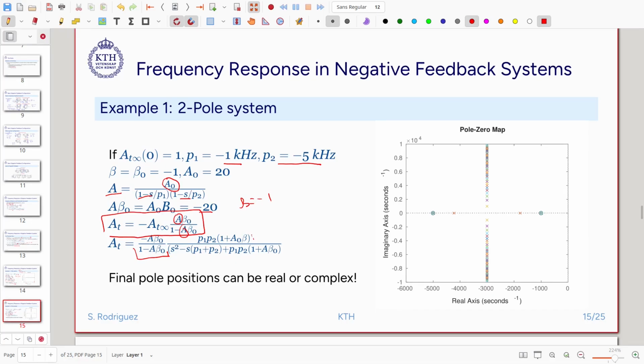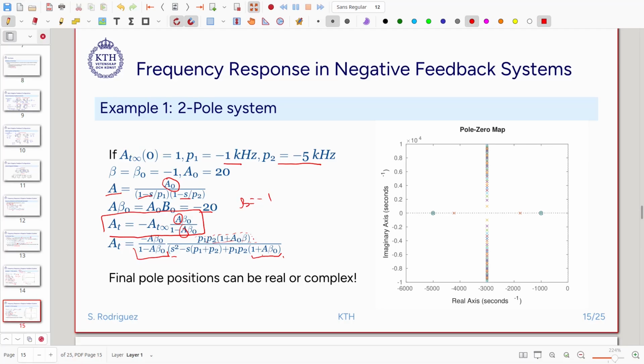We have a part that is DC here on the top. And then in the denominator we have a frequency dependent equation with the Laplace variable, and this is a second order equation. The roots of a second order equation can be real or complex, and whether they are real or complex will pretty much depend on the position of the poles and also on the factor 1 plus A beta 0, the loop gain that I have.